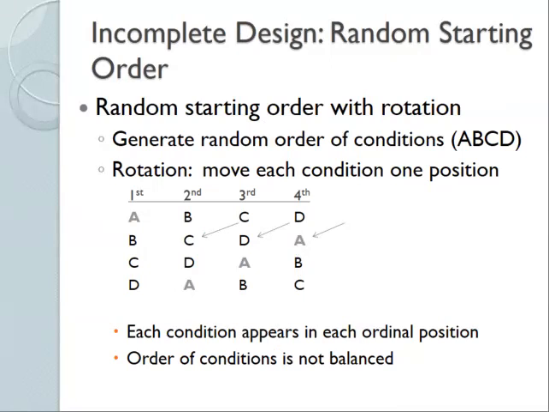So for these repeated measures designs, the big thing here is figuring out what order people are going to do the conditions of the experiment in. And that's the big challenge of this chapter.